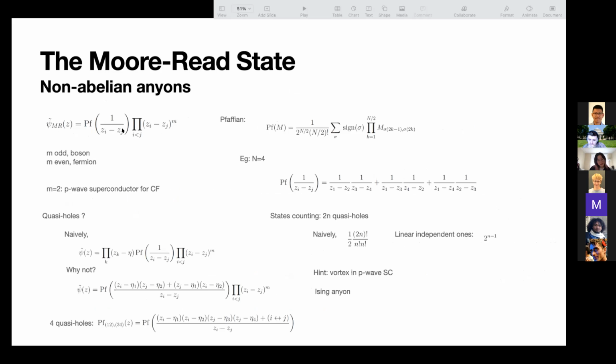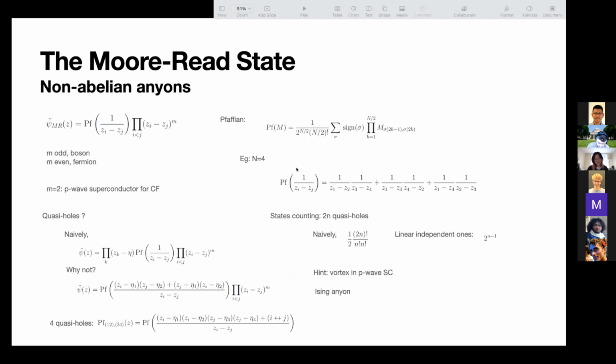So this, I ignore the exponential factor. This Moore-Read state has a very peculiar form with a Pfaffian in front of it, so it's also called the Pfaffian state. The Pfaffian is something like a square root of a determinant, which is defined by this expression.